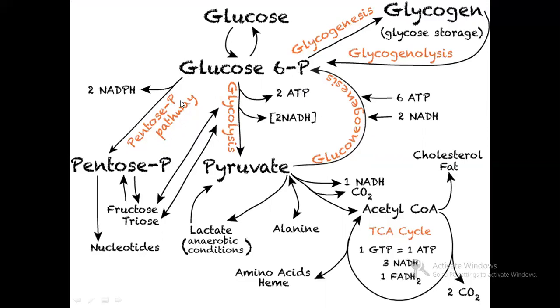And this is the pentose phosphate pathway, where glucose 6-phosphate is converted into pentose phosphate. Again, there is a release of 2 NADPH, which is one of the terms concerned with energy. Then you have gluconeogenesis, where there is release of 6 ATP and 2 NADH, resulting in the formation of pyruvate. Then you have the TCA cycle, where 1 ATP, 3 NADH, and 1 FADH2 molecules are obtained. And here you have glycogenolysis.